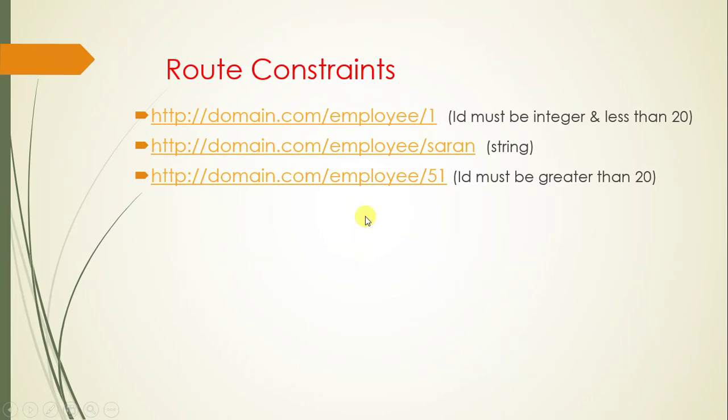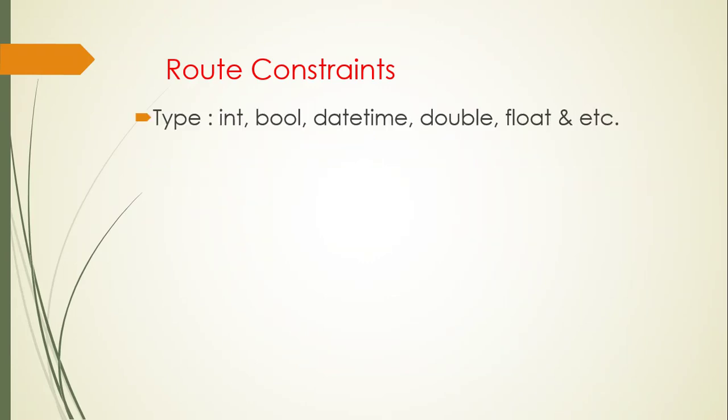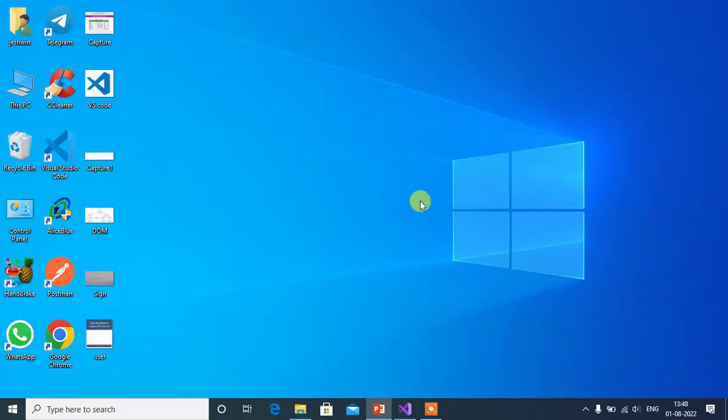This is possible in web application. We can handle all these scenarios by using route constraints. Let's understand about route constraints. The first constraint is a type. So we can use this type constraint to specify the parameter type. The different types of constraints are integer, boolean, date time, double, float and etc. Now go to Visual Studio.